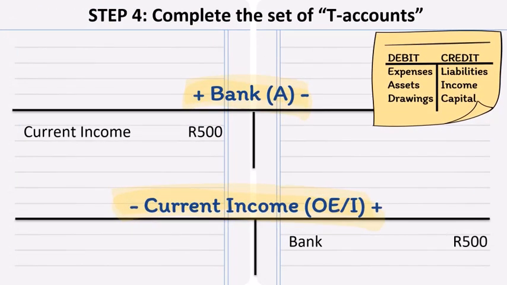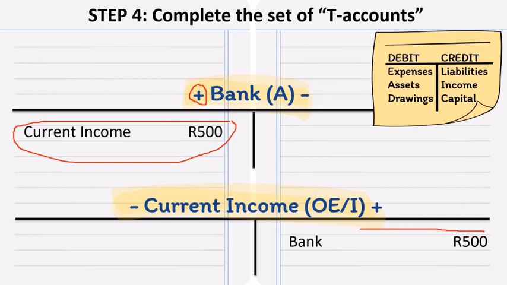Now your T accounts will look like this. We are working on the left-hand side of bank again because we earned money, so bank increases on the left. And if you know what happens to bank, you know what happens to current income. Current income is then affected on the opposite side, the credit side or the right-hand side. And please remember to write the name of the other account in each account. So in bank, you write current income. In current income, you write bank and you write the value.